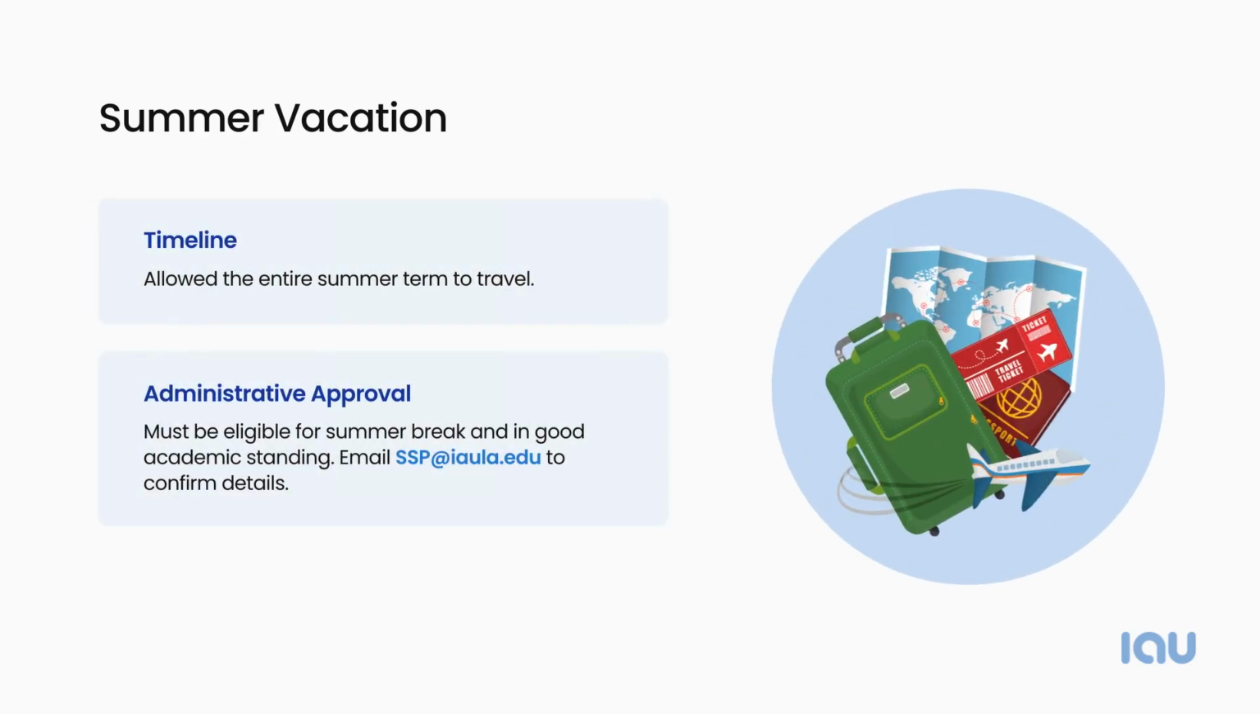Summer vacation is available to F-1 students who have successfully completed 2 mandatory terms. To check if you qualify for a summer break, email the Office of Student Support at ssp@iaula.edu.